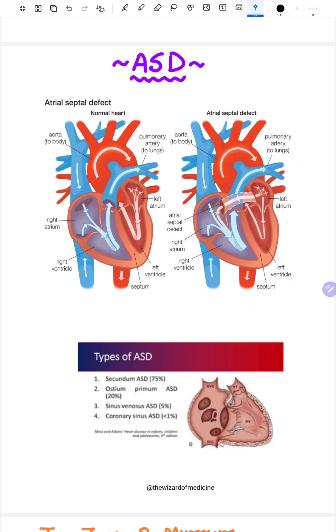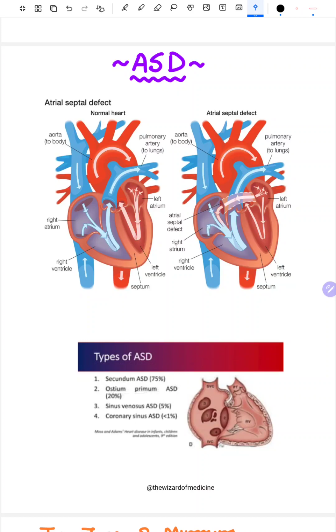Okay, now let's discuss the pathophysiology of ASD. Before that, one more thing: the ostium primum is associated with an increased risk of mitral valve defects like mitral regurgitation or mitral valve prolapse. Okay, the ostium primum.